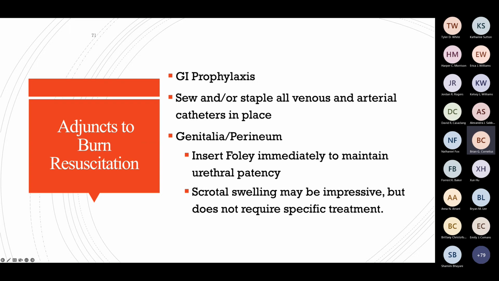Other things for you to think about, adjuncts. Make sure the patient is on some sort of GI prophylaxis. They're high risk for stress ulcers. If you have any lines, please make sure they're sewn or stapled in place. Tape and dressings are not adequate or reliable in this patient population. As far as burns to the genitalia or perineum, try and make sure you get a Foley in quickly, because as they start to have swelling, you may lose your urethral patency, and it may be very difficult to get the catheter in there. The good news is, while scrotal swelling may be really impressive, it usually doesn't require any sort of specific treatment.